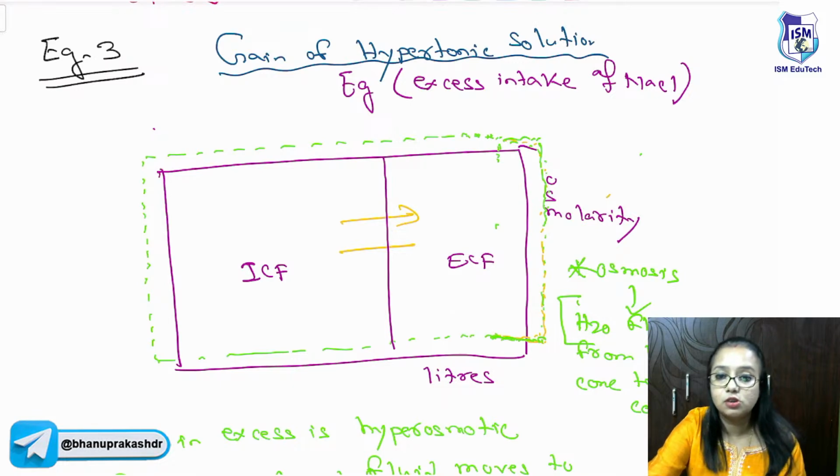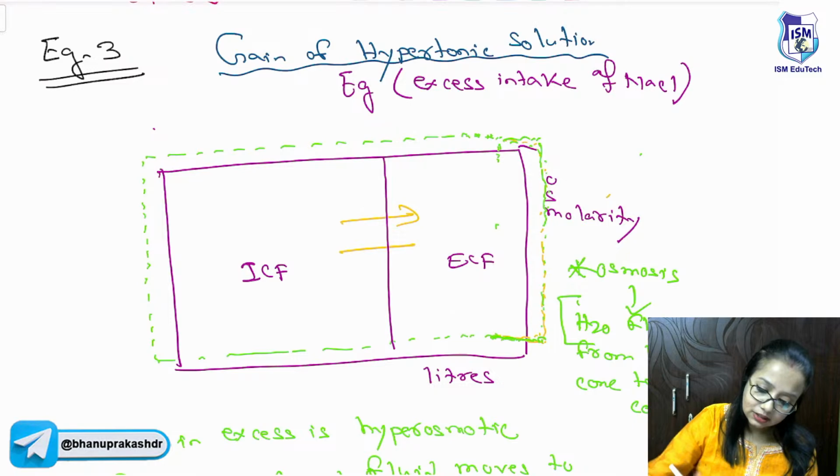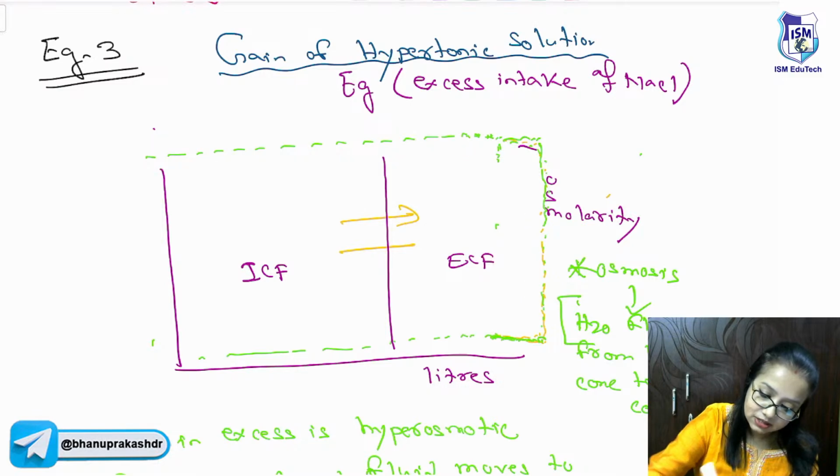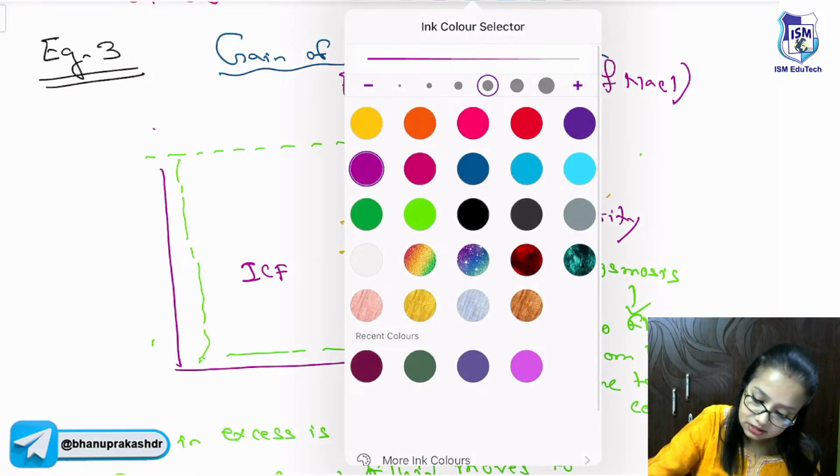There is an increase in the volume of the ECF, an increase in the blood pressure, and after the migration and reverse migration, there is a slight decrease in the ICF. This is the scenario.